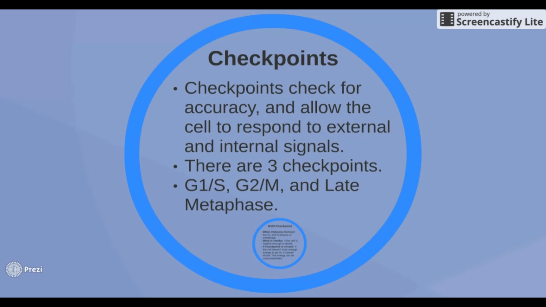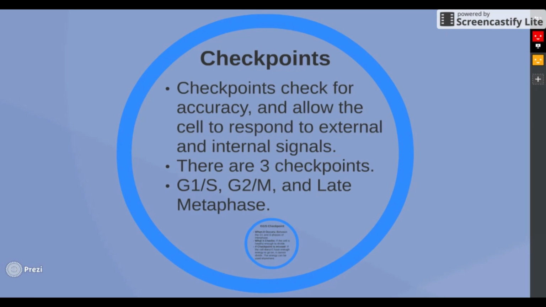Throughout the process of interphase and mitosis, there are 3 checkpoints. These checkpoints check for accuracy and allow the cell to respond to both external and internal signals. There's a checkpoint in between the G1 and S phase, between the G2 and M phase, and during the late metaphase.